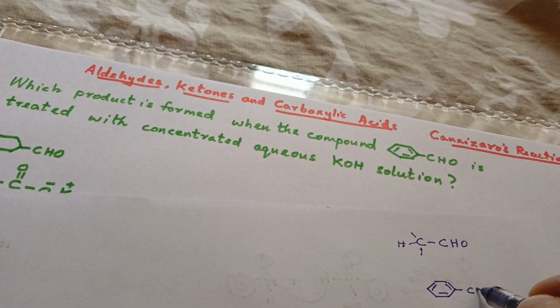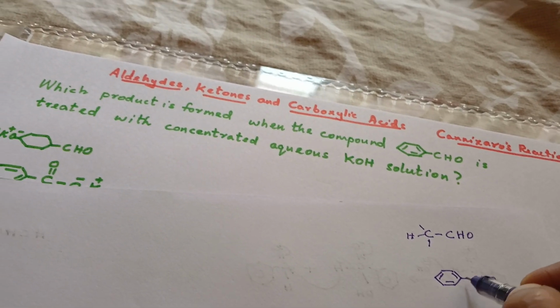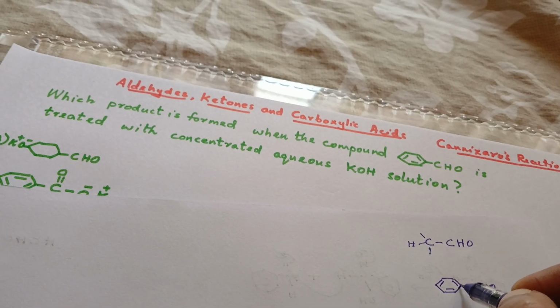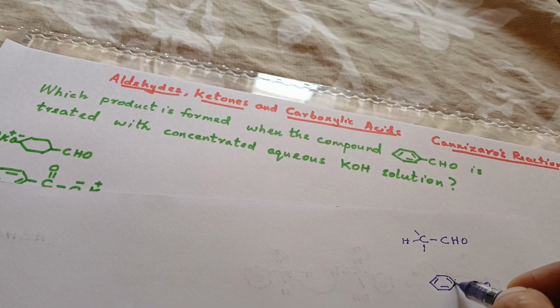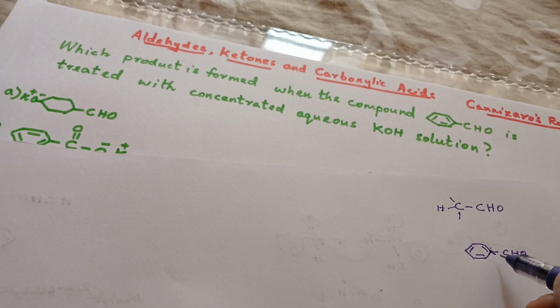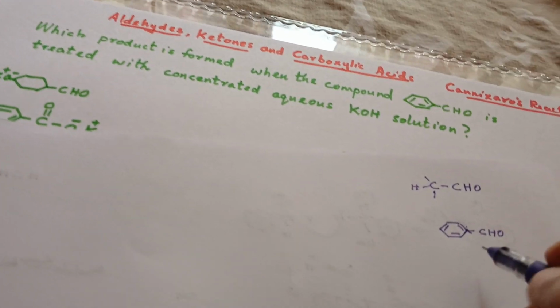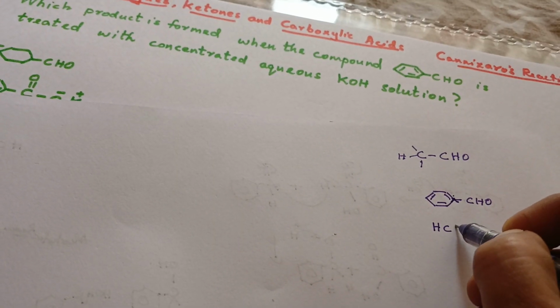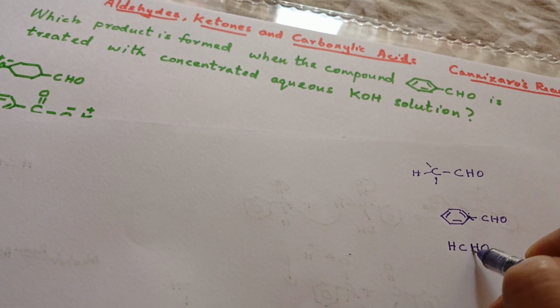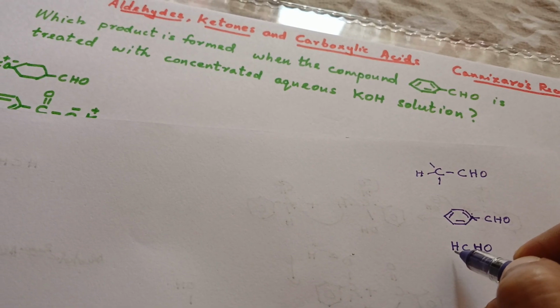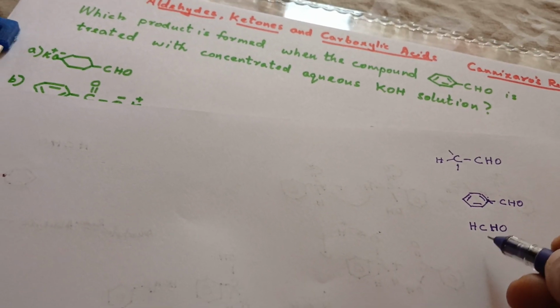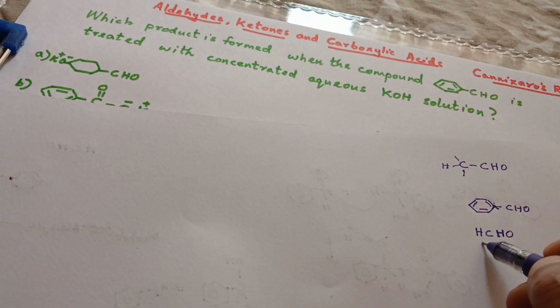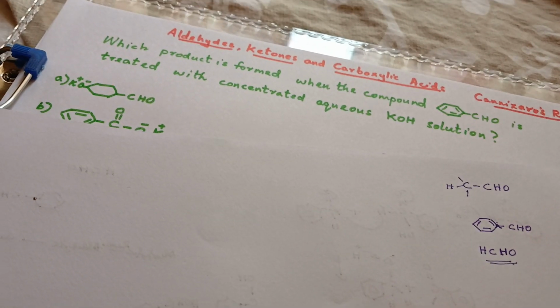because this is the aldehyde group and attached to it is this carbon. There are no hydrogens attached to it, only other carbons. So this compound can undergo the Cannizzaro reaction. So is formaldehyde, HCHO. Here there is no alpha carbon itself, so there are no alpha hydrogens also. So this will also undergo the Cannizzaro reaction.